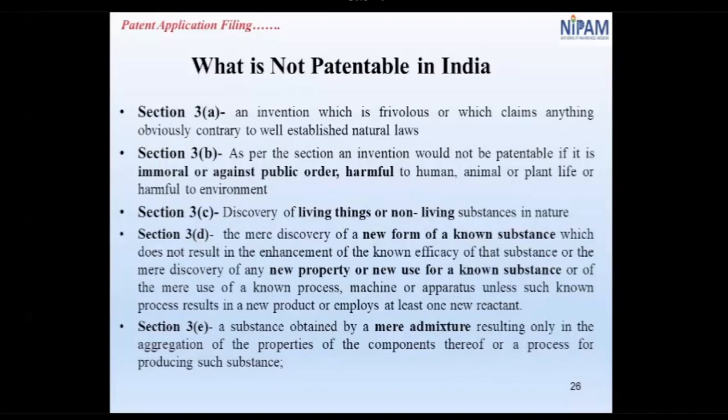In its final verdict, the Supreme Court said, as written here: new property of a known use of a known substance, or the mere use of a known process, machine, or apparatus, unless such known process results in a new product or employs at least one new reactant. The main point here is that the mere discovery of a new form of a known substance which doesn't result in the enhancement of known efficacy is not patentable. Here the efficacy should be therapeutic efficacy.